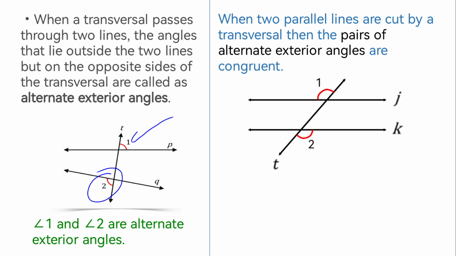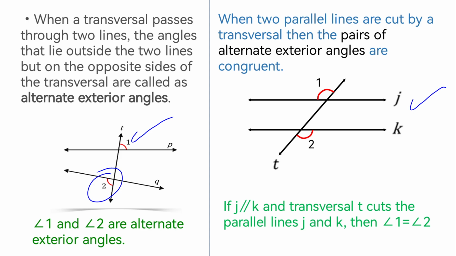When two parallel lines are cut by a transversal, then the pairs of alternate exterior angles are congruent. Again, in this figure, it is shown that line J is parallel to line K. And this is our transversal that cuts the two lines. In this case, we can conclude that angle 1 is congruent to angle 2. And angle 1 and angle 2 are said to be alternate exterior angles.